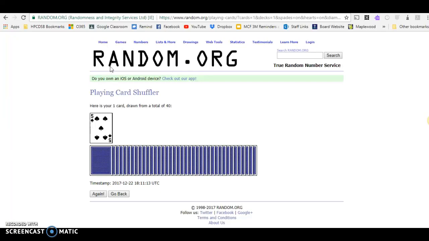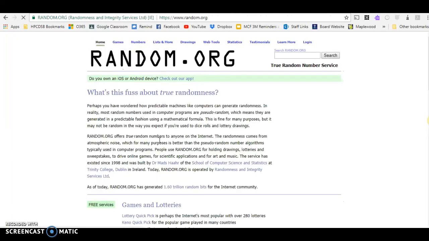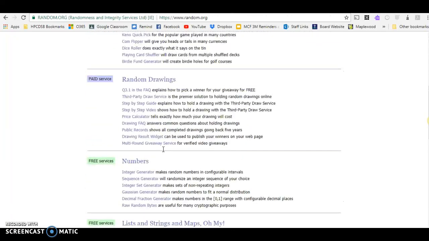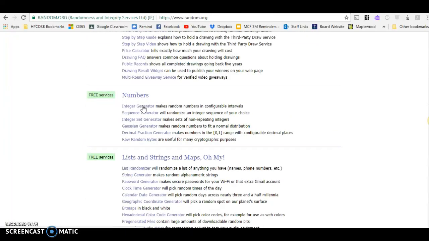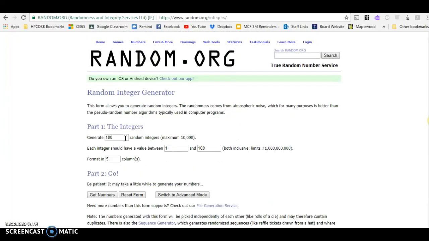So it's possible to use the playing cards to do that. The other option in random.org is to just use a random number generator. So I can use an integer generator where I want to generate 5 random integers to represent my 5 at-bats. And I can do between 1 and 10, or I can do 1 in 1,000 or 1 in 100 if I want to.